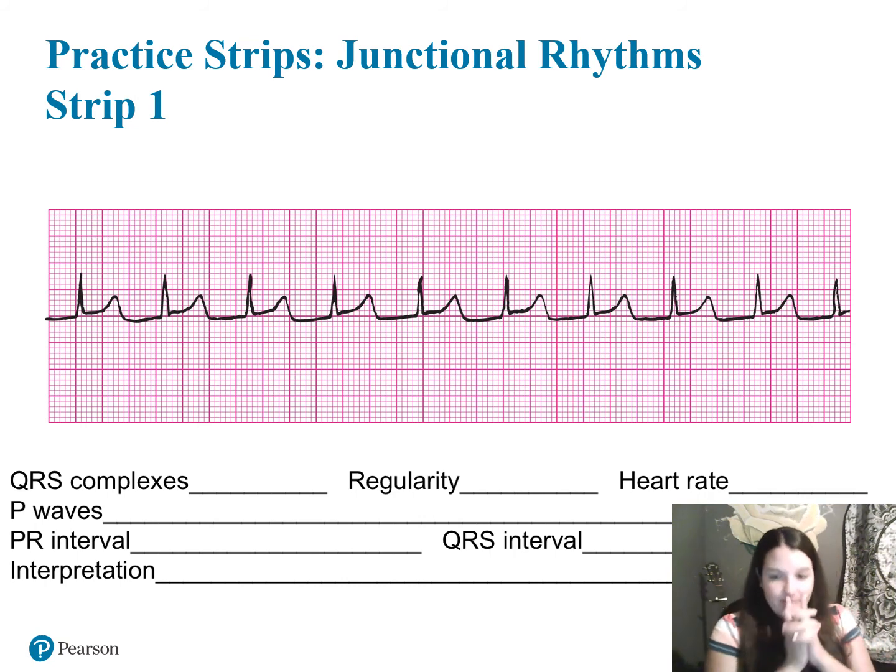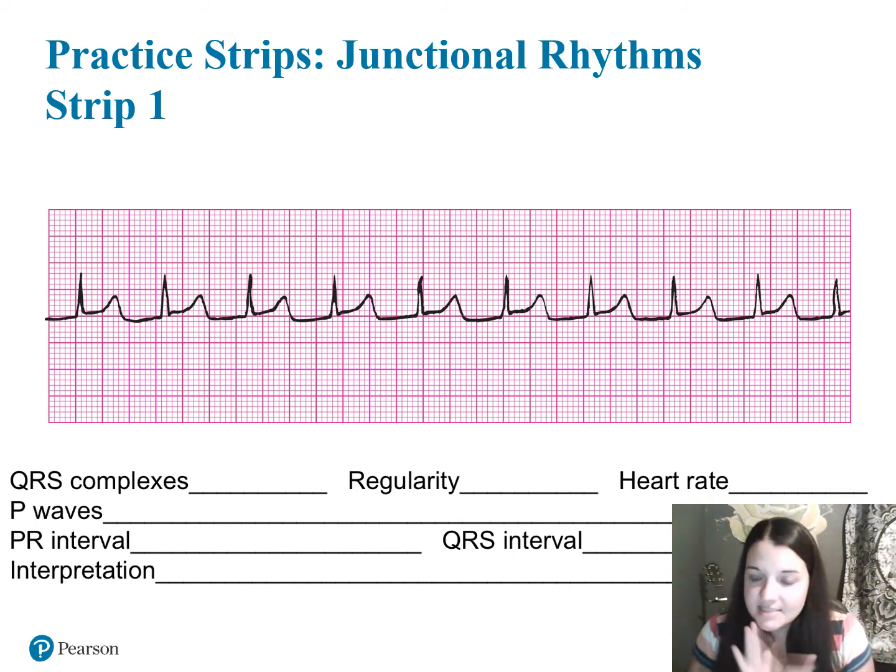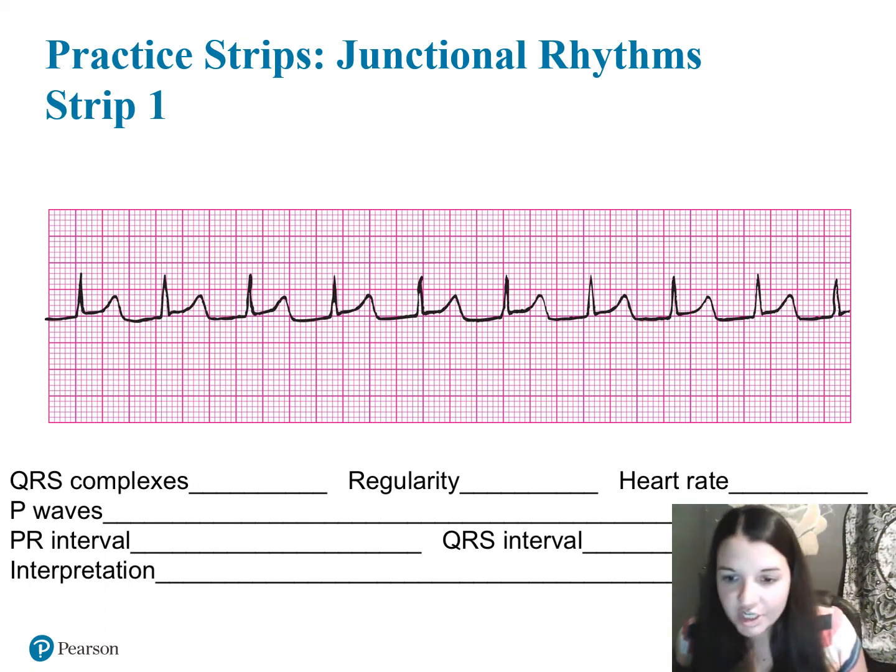Let's see if I can remember them all. You have a PJC, premature junctional complex. You have learned about the junctional bradycardia, which is less than 40 beats per minute. Then you learned about a junctional rhythm, 40 to 60 beats per minute, and then an accelerated junctional, which is more than 60, no higher than 100 beats per minute, and your junctional tachycardia, which is more than 100 beats per minute. You learned that your P waves for all these rhythms are going to be inverted, or hidden within the QRS, or they're going to come after the QRS.